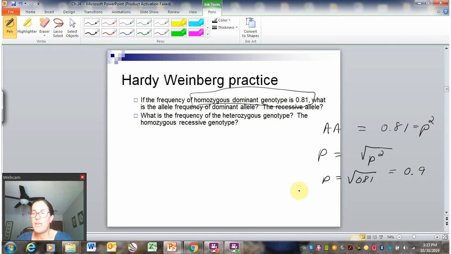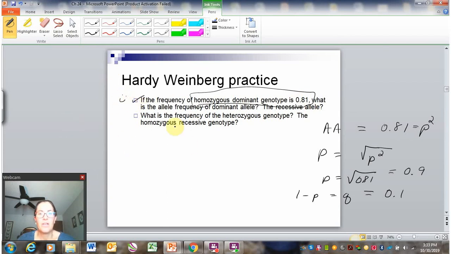Once I know what P is, remember I can subtract from 1 to solve for Q. So Q must be equal to 0.1 because 1 minus 0.9 is 0.1. So now I have the frequency of the dominant allele, which is 0.9, and the frequency of the recessive allele, which is 0.1. So that's the first part of the question. Check it off. Smiley face.